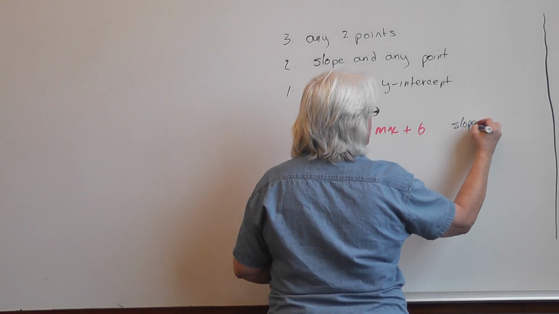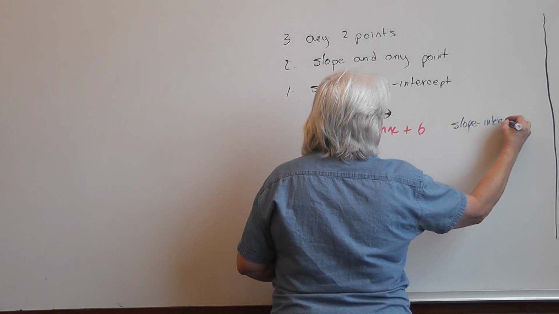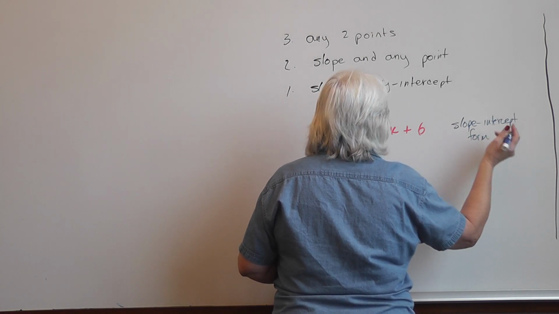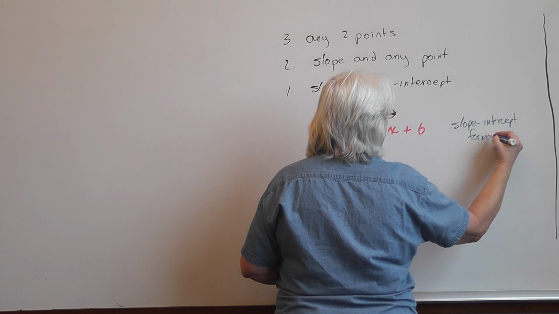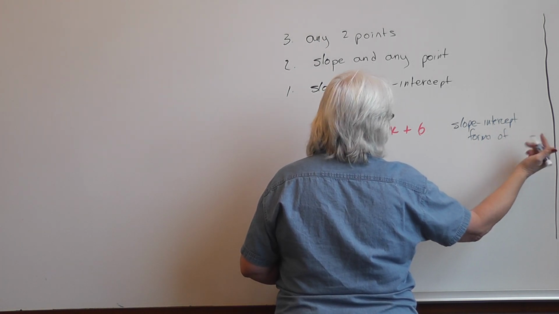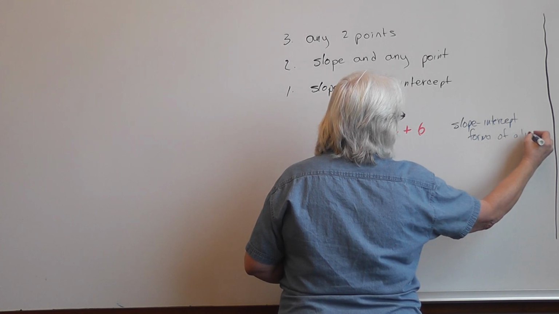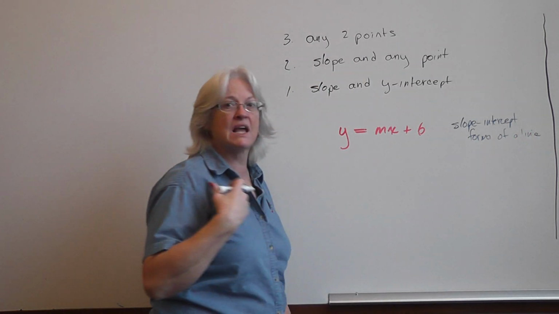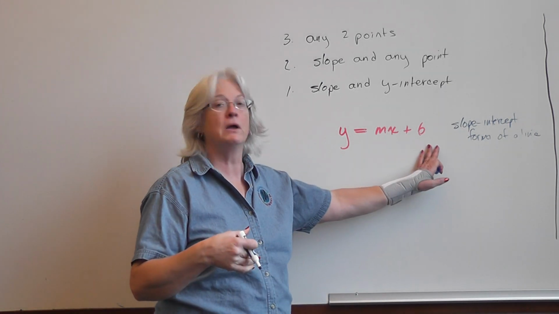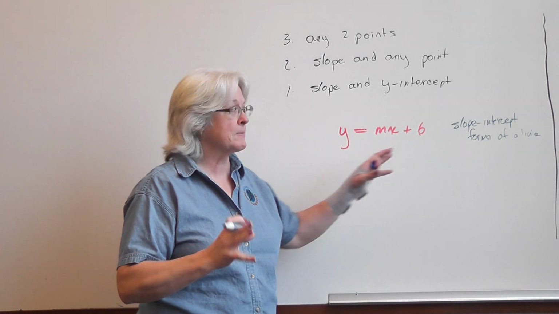This is the slope-intercept form of a line, and you need to have this automatically come out of your mouth. Anytime I say, what is the slope-intercept form of a line? You need to be able to say in your sleep, y is equal to mx plus b, m is the slope, b is the y-intercept.